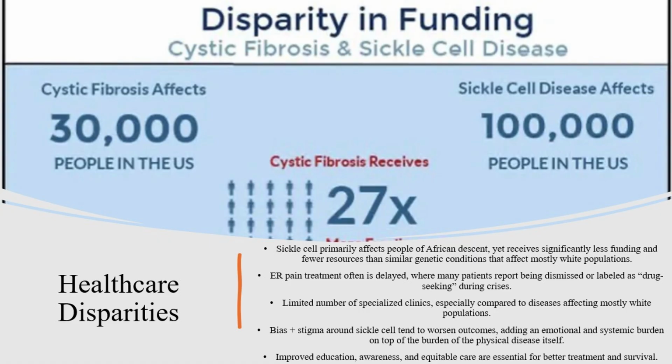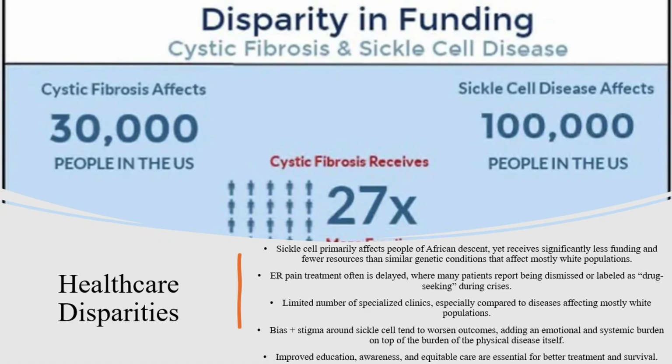A lot of people with sickle cell share the same story. They go to the ER in excruciating pain, and instead of being taken seriously, they're treated like they're drug seeking. That bias delays treatment, and with sickle cell, delays can be dangerous. A pain crisis can escalate fast.